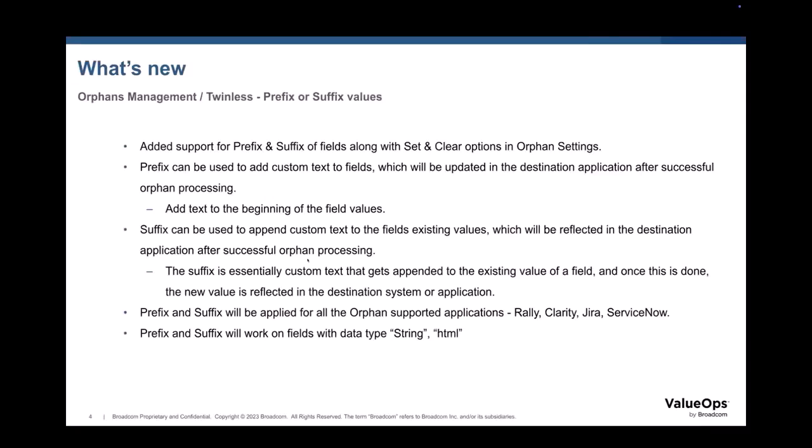As of today, when you go into the orphans and do an orphan settings, if a record gets orphaned and you have to update a record which is lost its pair, we actually have the options today to set a value. You can set a field with a value, or you can set any drop downs to that value. We also have an option to clear it. In the current PI, 3.7, we have introduced two additional capabilities, that is prefixing and suffixing.